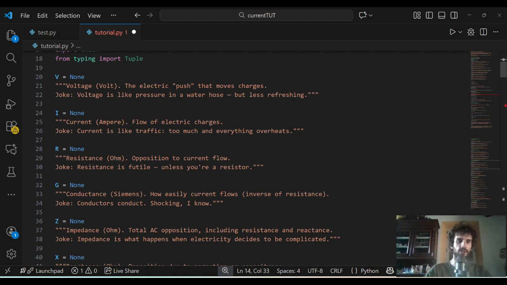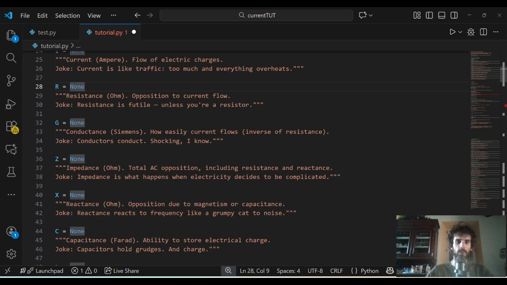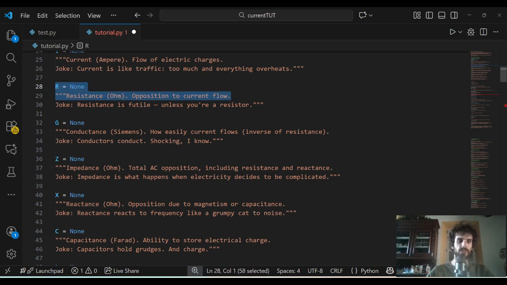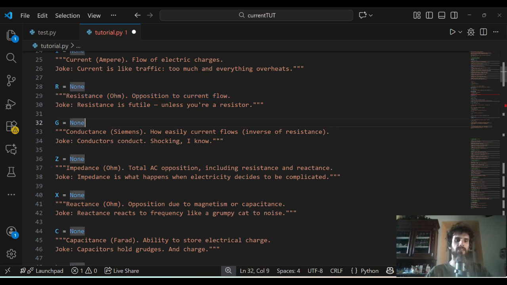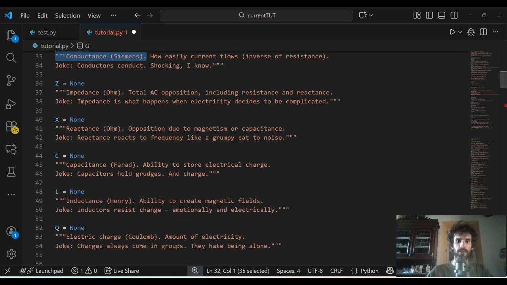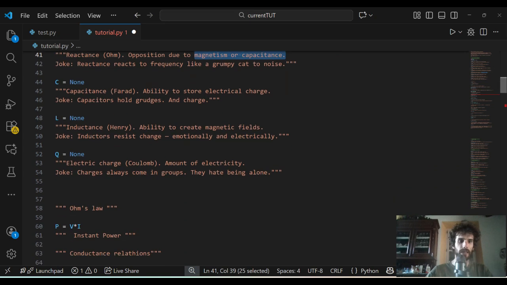Of course, everybody knows V stands for voltage and is the tension, I stands for current and is the ampere. Resistance is the amount of heat that is generated once the current flows inside some materials. Conductance is the opposite of resistance. Impedance is the total of resistance and reactance. Reactance is like the resistance, but it doesn't generate heat; it creates magnetism or capacitance. Maybe we will come back to it later on.